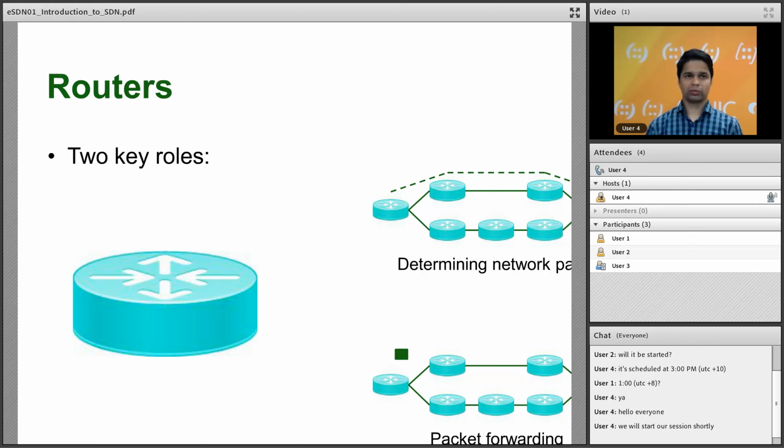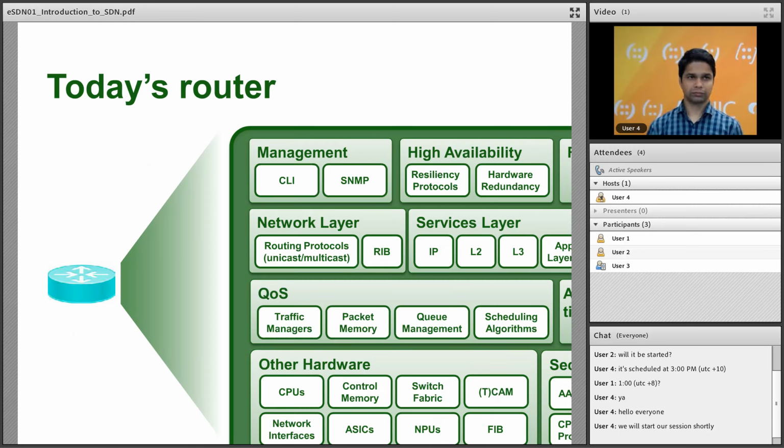In summary, we could say that the basic elementary function of a router, or you could say a switch, has not changed much since the inception of data networking. So if you look at this diagram, this is the way we see today's routers.